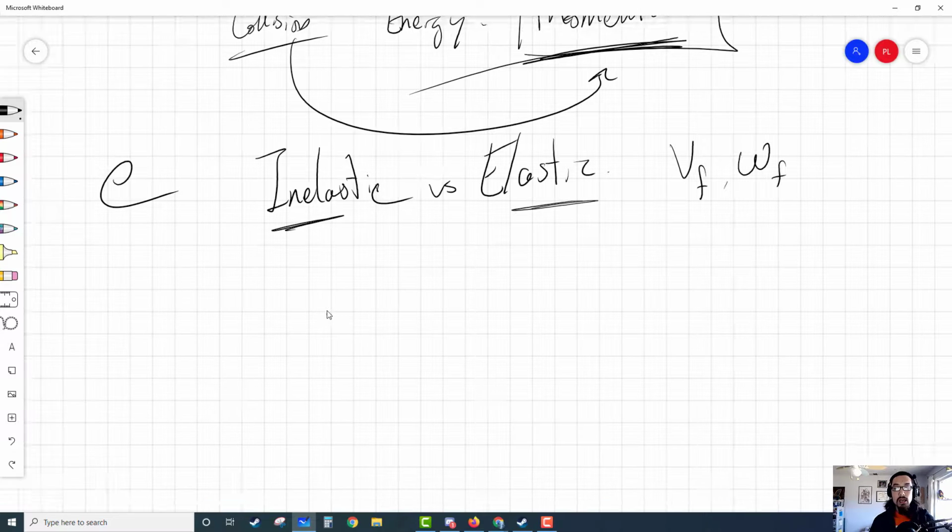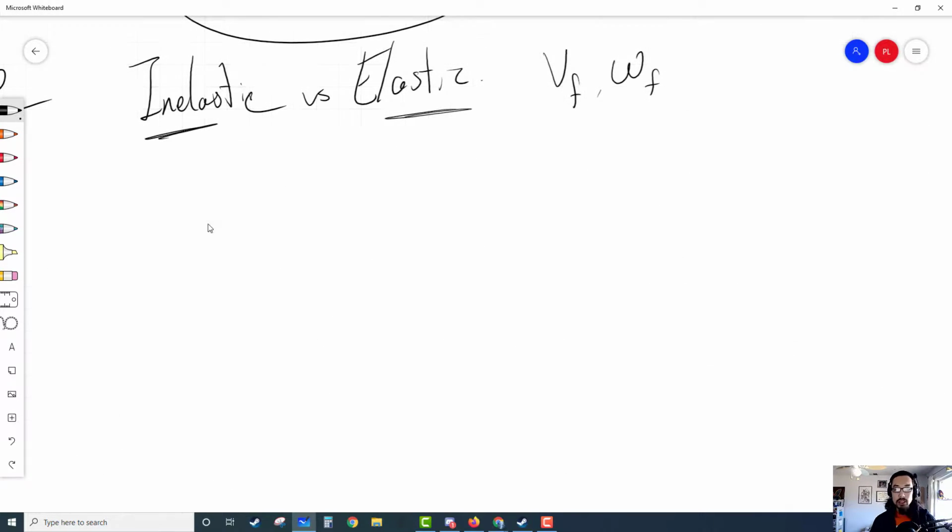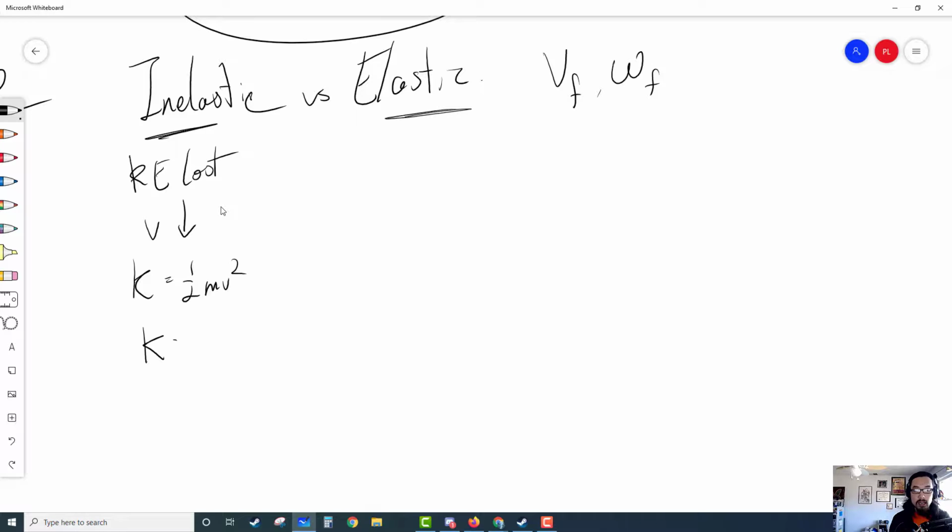Now this is just physics. For an inelastic collision, kinetic energy is lost. If kinetic energy is lost, that means the velocity decreases, because we know kinetic energy is equal to 1/2 mv squared. For rotation, kinetic energy is 1/2 I omega squared, right? And we're talking about omega here. So if kinetic energy is lost, boom, it gets slower.